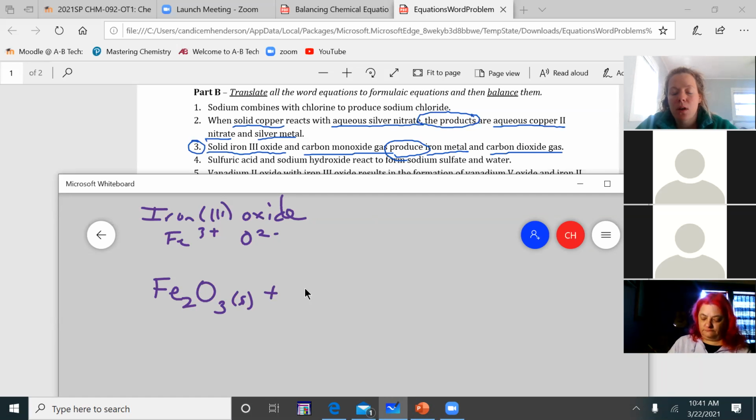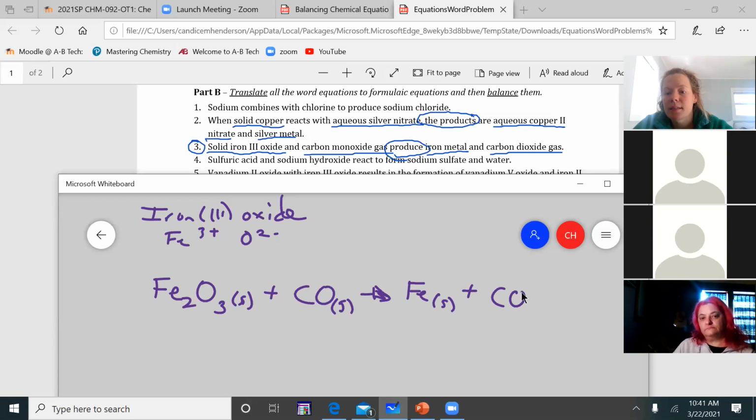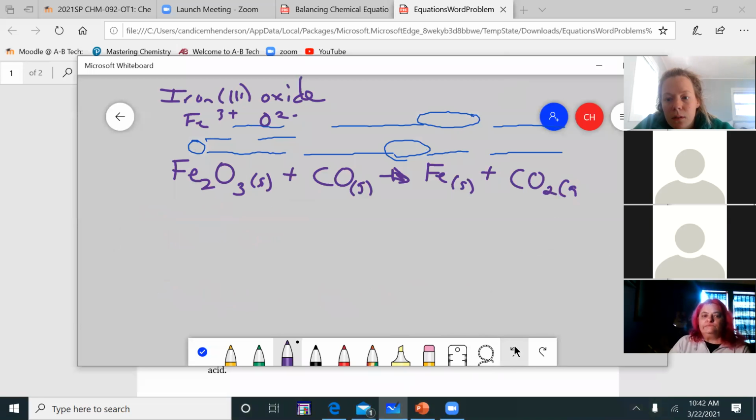Carbon monoxide gas. So carbon monoxide is CO with a little g. Produces iron metal. So it's just saying iron. Is iron a diatomic? No, so I don't need a 2 here, but I'm going to make it a solid because it says it's the metal form. And then carbon dioxide gas. Carbon dioxide is CO2. That looks a little bit messy. Look more like a g.